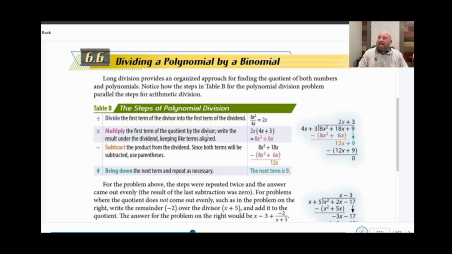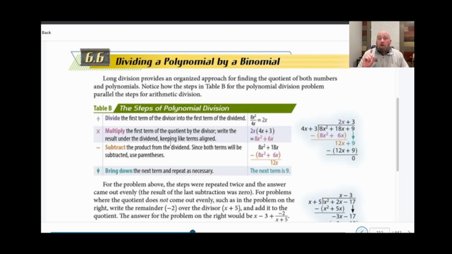All right, in your book on page 212, we're going to be in lesson 6.6, dividing a polynomial by a binomial. Last lesson we divided a polynomial by a monomial. This one, as you notice, we're going to be doing by a binomial. This is totally different. This is brand new information, so make sure you buckle up your seatbelt. This is going to be a little bit of a bumpy ride, so hold on.